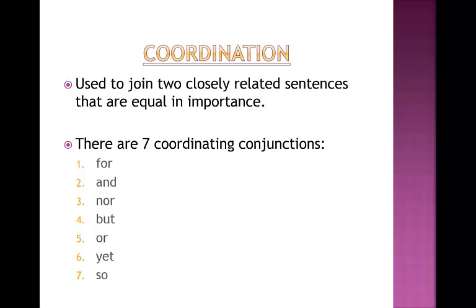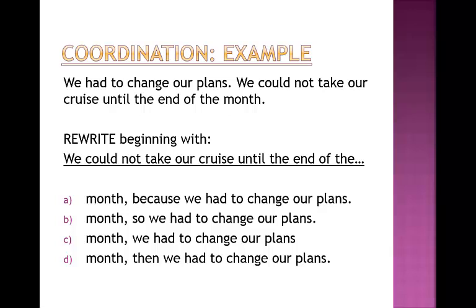We ask that you commit these 7 to memory because all the other descriptive words are subordinating conjunctions, which we'll get to in a moment. So here's an example. We had to change our plans. We could not take our cruise until the end of the month. So both of these sentences are equal in importance, right? We don't know which one has a bearing on the other. We just know that these 2 things happened.